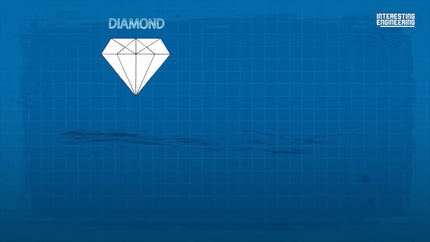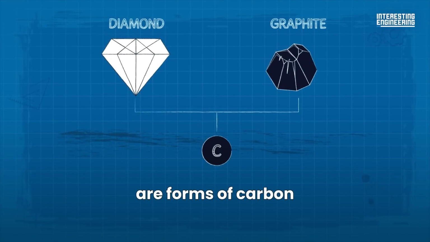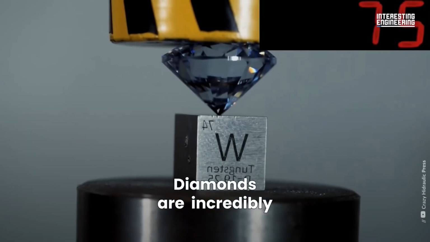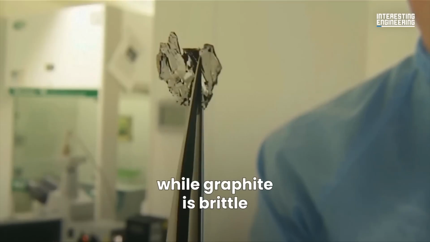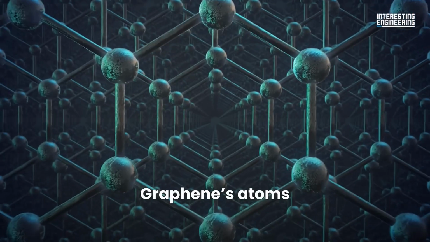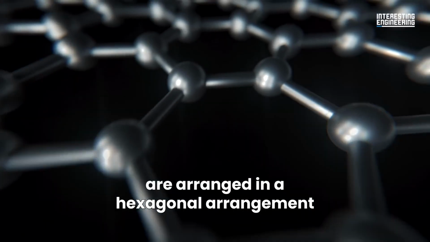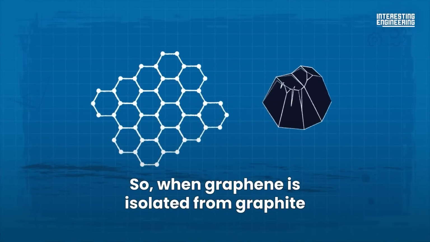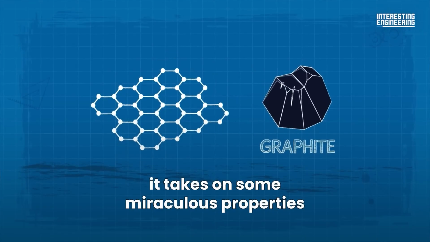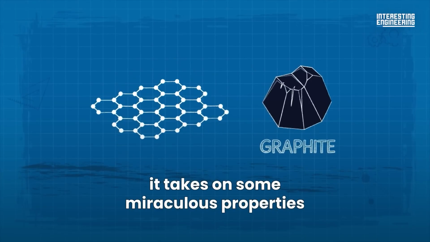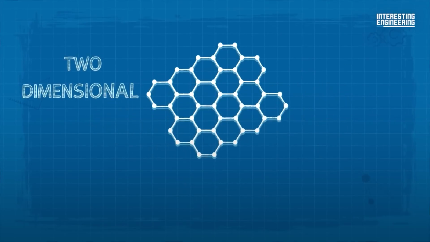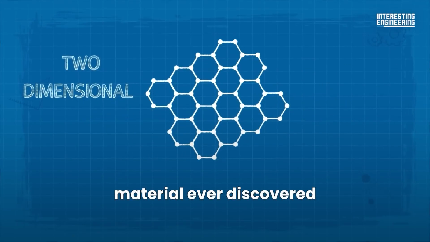A diamond and graphite are forms of carbon, yet they have widely different natures. Diamonds are incredibly strong, while graphite is brittle. Graphene's atoms are arranged in a hexagonal arrangement. So, when graphene is isolated from graphite, it takes on some miraculous properties. It is a mere one atom thick, the first two-dimensional material ever discovered.